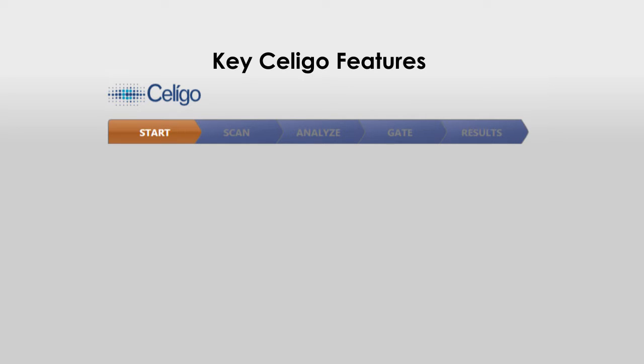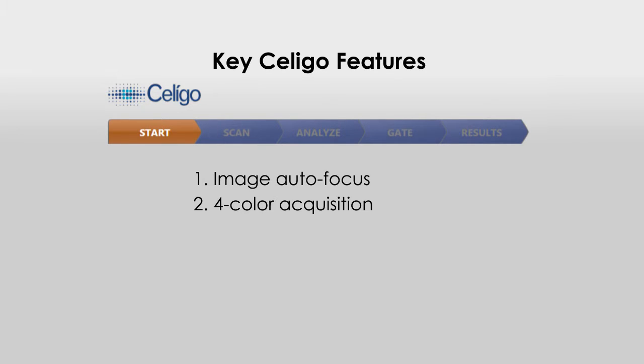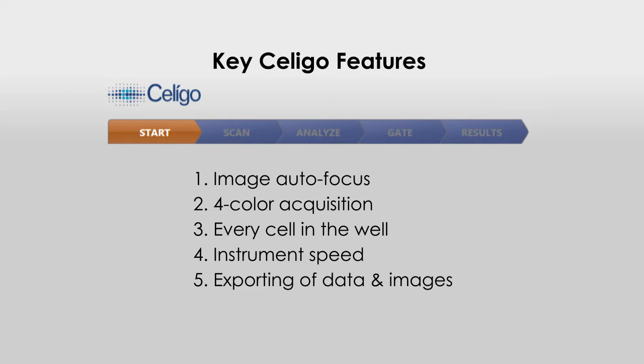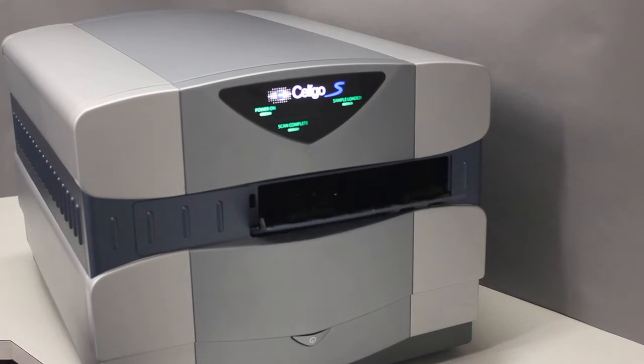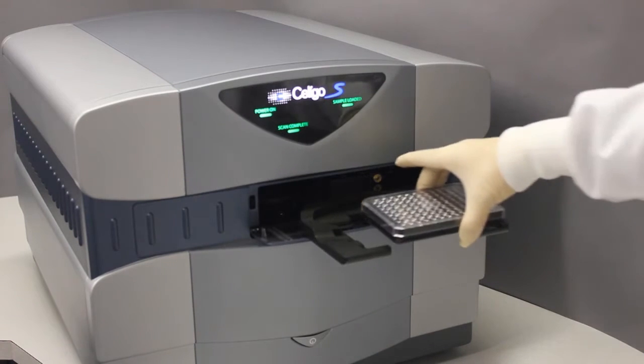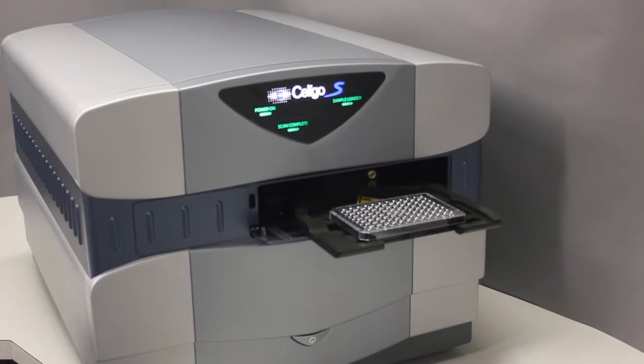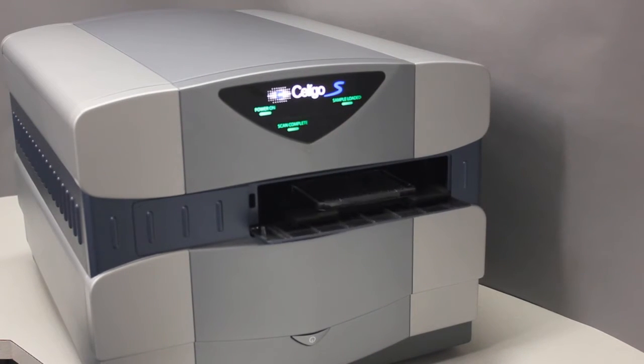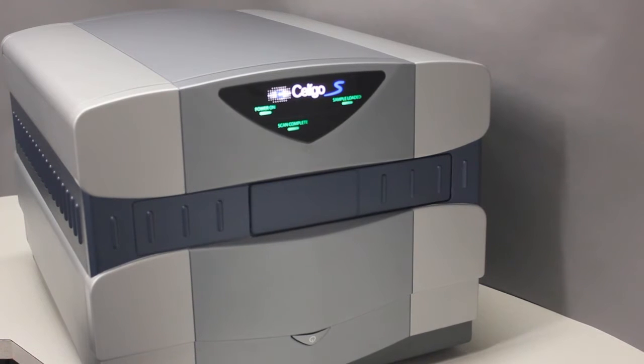Additional features highlighted in this video include image autofocus, four-color acquisition, imaging and analysis of every cell in the well, instrument speed, exporting of data and images, and gating analysis. First, we insert the plate into the Celigo. In this example, each well contains a varied population of A549 cells with expression of green or red fluorescing proteins.